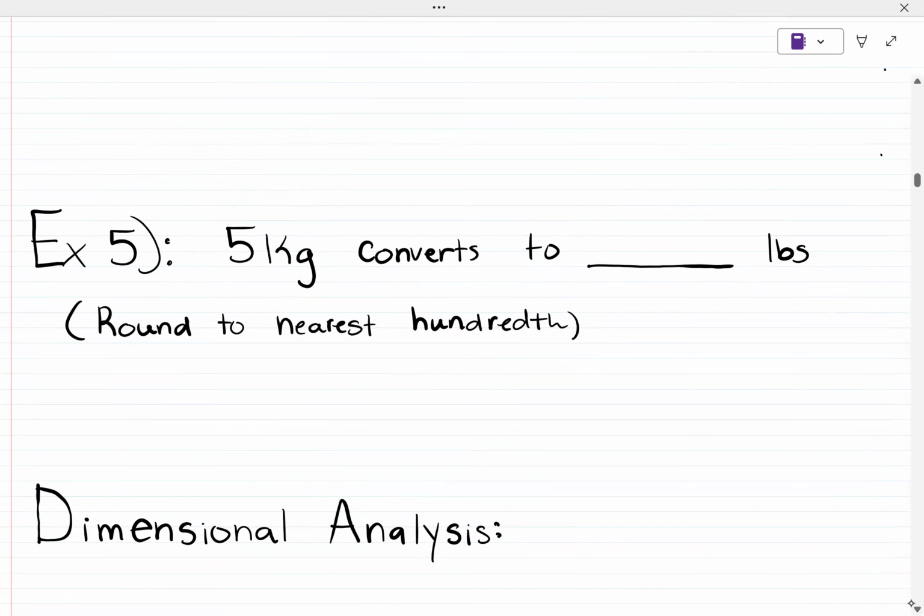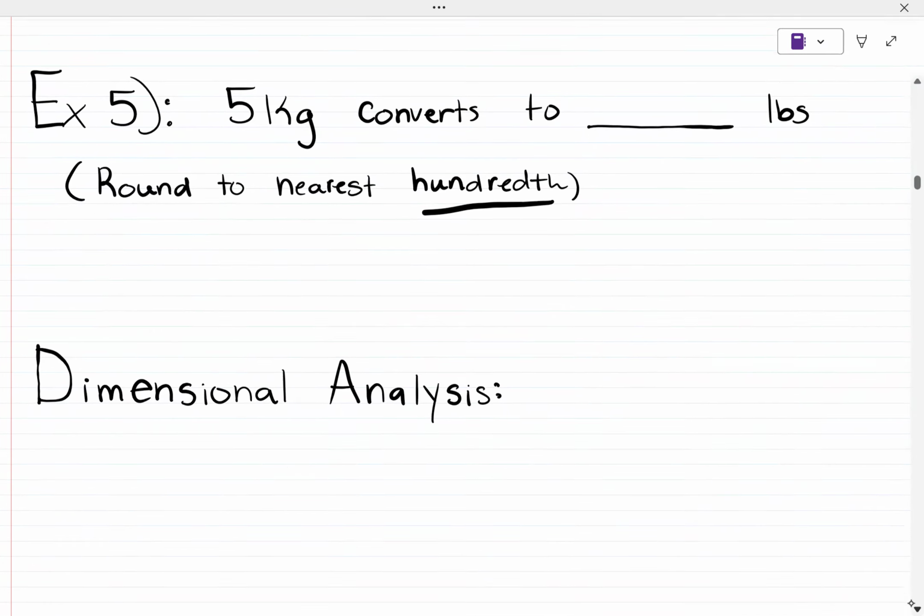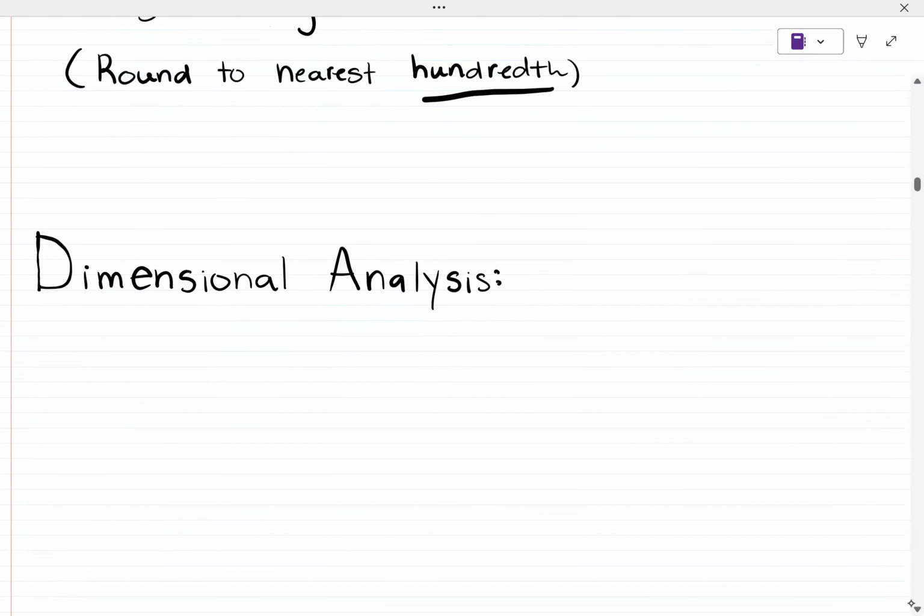Okay, example 5: 5 kilograms converts to how many pounds? And the direction says round to the nearest hundreds. So hundreds place is not the same thing as whole numbers. So this one, you don't have to convert. It's not like a two-step like the other one. So you can start with your dimensional analysis.